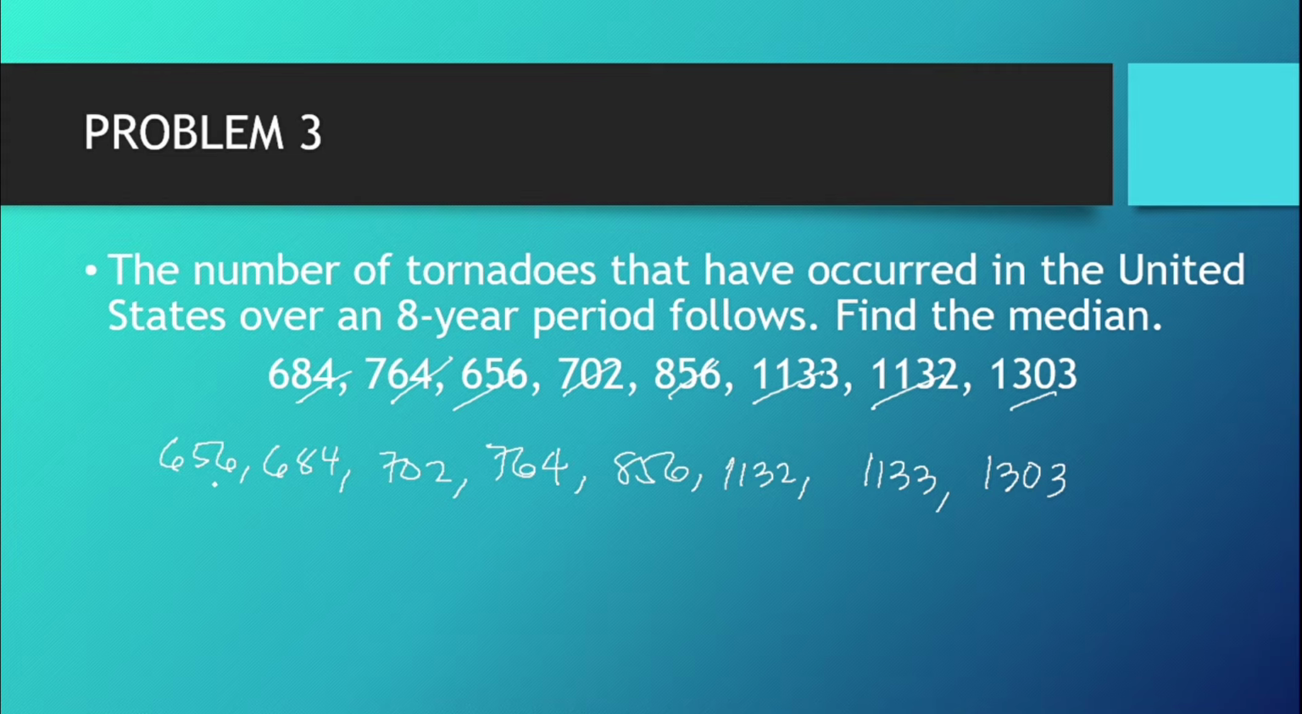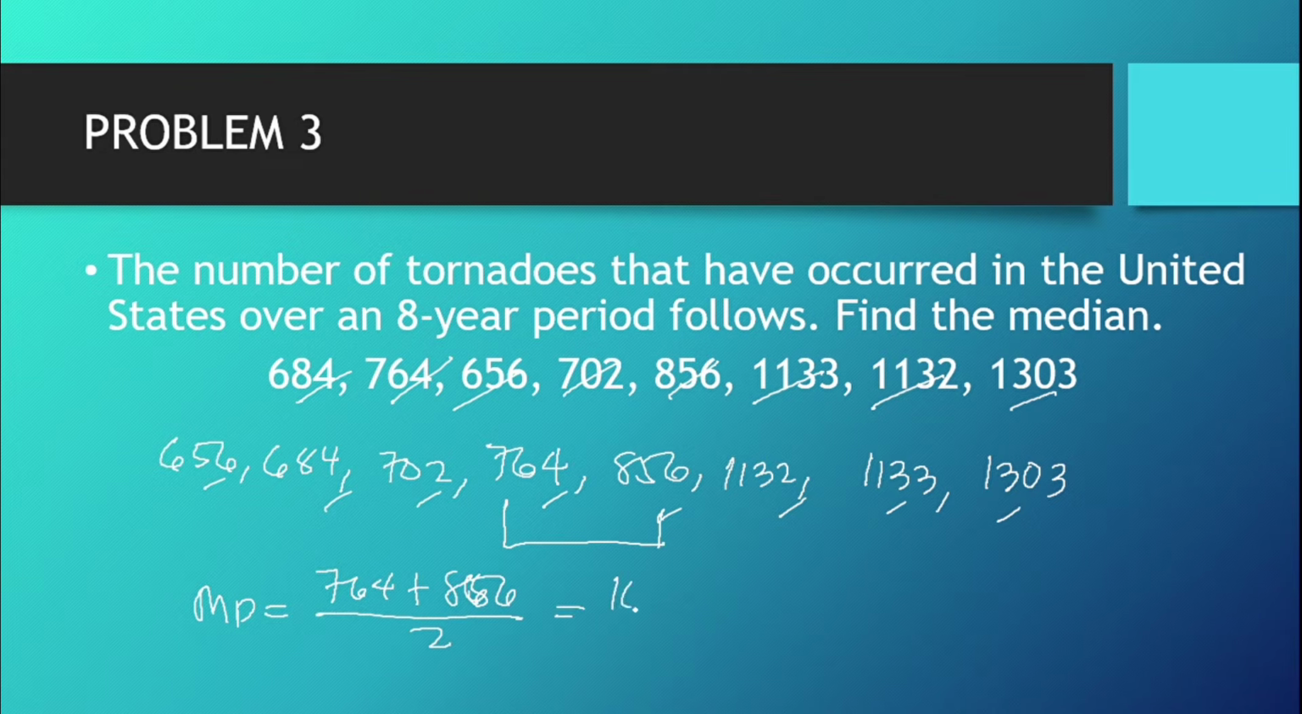So just count the number of data: 1, 2, 3, 4, 5, 6, 7, 8. Since this is an even number, just locate the center part. So the center part, 1, 2, 3, 4 and 1, 2, 3, 4. So the center part is here. So just get the MD, the midpoint. The midpoint is just dividing 764 plus 856 divided by 2. We have 1620 divided by 2. So the midpoint is 810. So we could say that the median of tornadoes is 810. Okay, the median of tornadoes is 810 for this problem number 3.